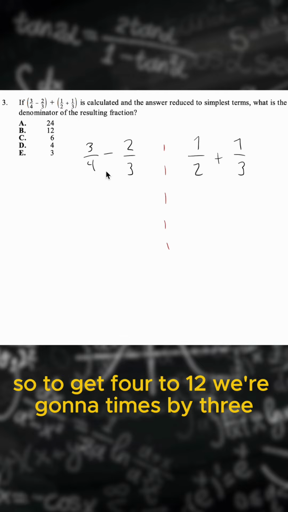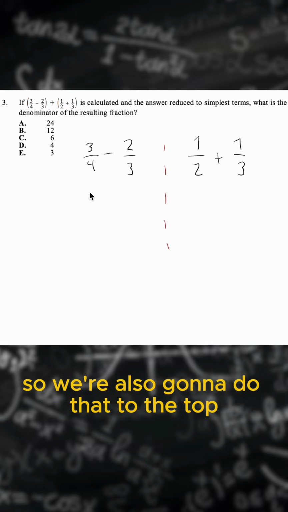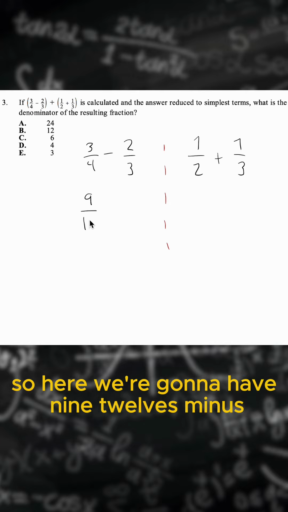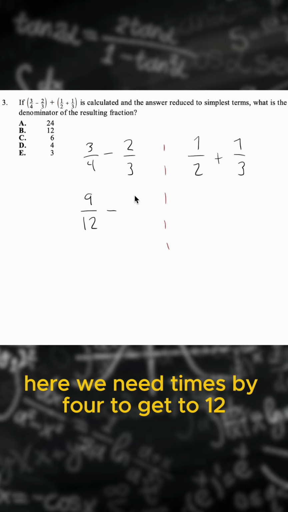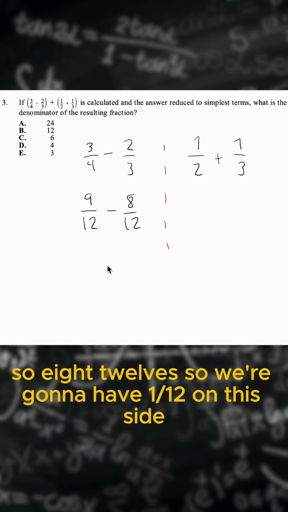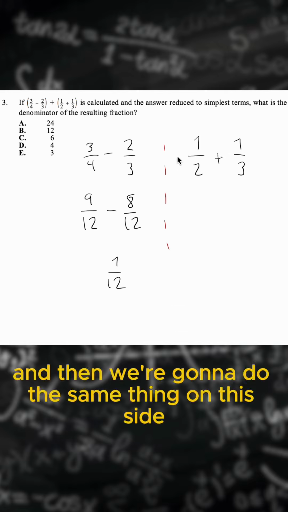So to get 4 to 12, we're going to times by 3. So we're also going to do that to the top. So here we're going to have 9/12 minus, here we need times by 4 to get to 12, so 8/12. So we're going to have 1/12 on this side. And then we're going to do the same thing on this side.